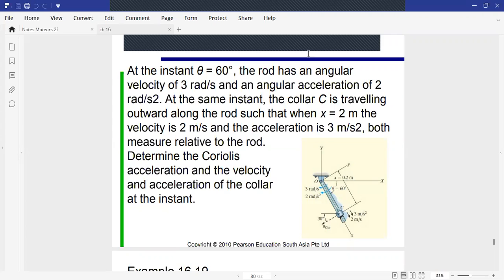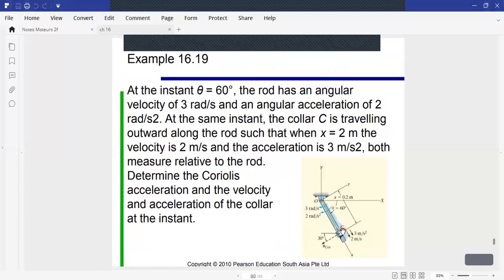So what do we have here? Here we have a collar. This is the collar C, moving on a rod. It is able to translate on the rod, and this rod is rotating. So what we can see is that we have a rigid body, which is the rod. For my rod, it's a rigid body in rotation.